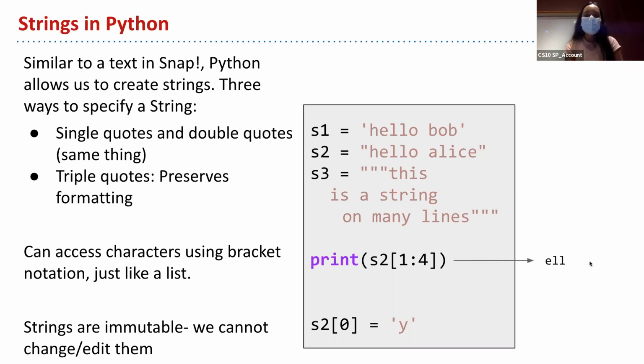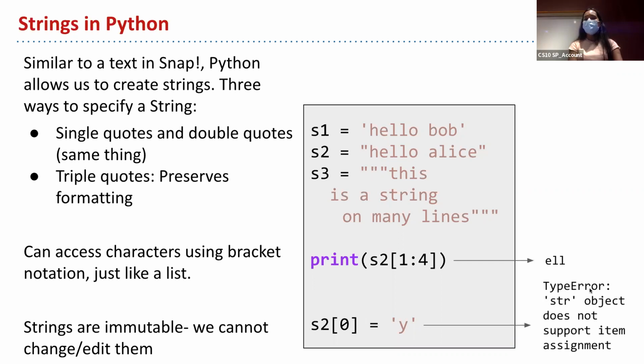Yeah? Okay. Cool. And then, yeah, so strings are not mutable. So if you try to do something like this, it's going to error because you can't change the value of something inside of a string. If you want to change the first letter of s2 to be a Y, you would actually just have to rewrite s2 equals yellow Alice instead of hello Alice if you wanted to change that. Does that make sense? Okay.